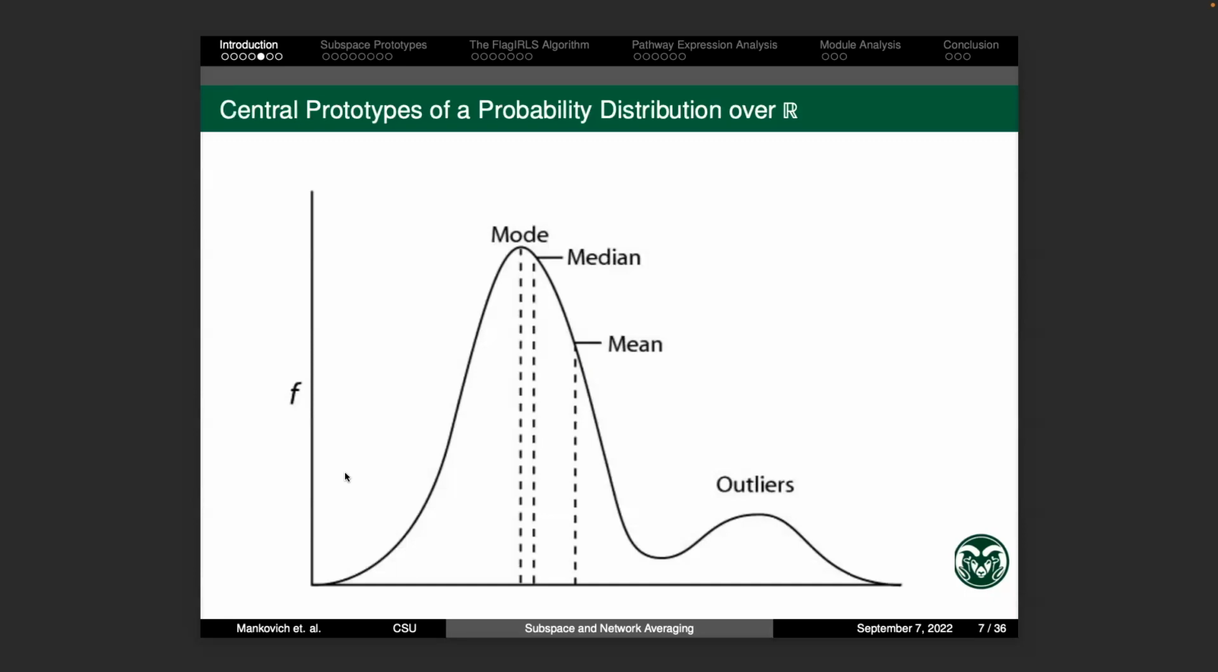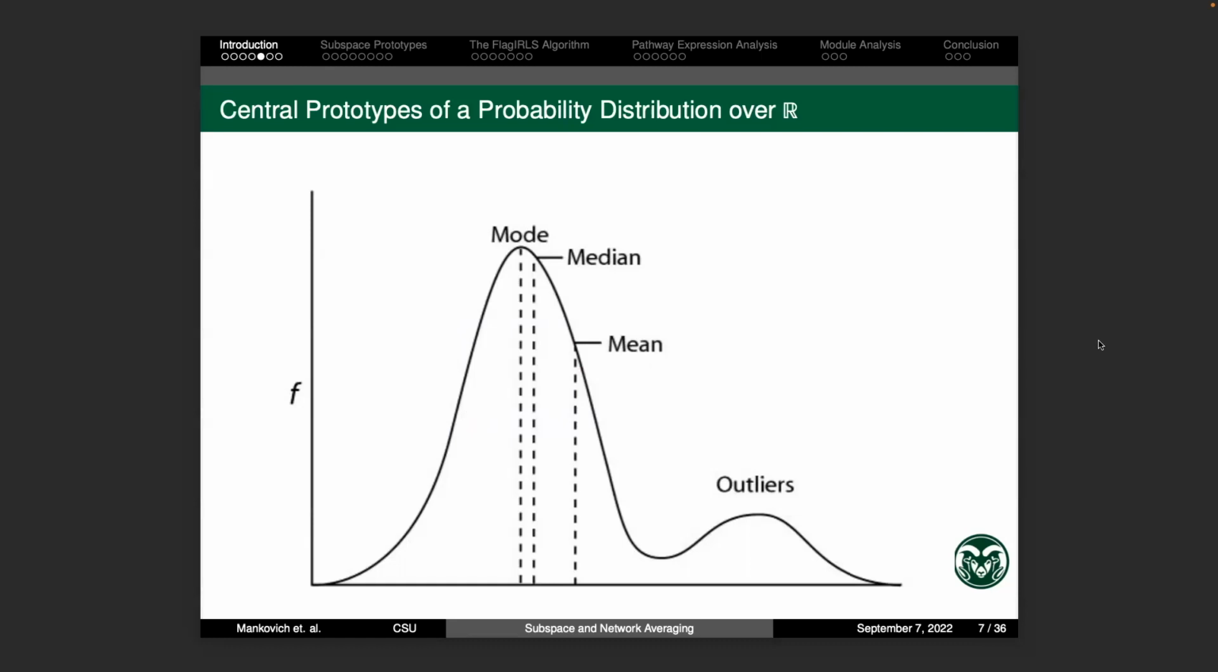So in general, if you have a probability distribution over the real numbers, you can calculate different types of central prototypes or prototypes. You can calculate the mode, the median, and the mean. And depending upon the shape of the distribution, one of these is a better representative of the center of the distribution. So in this case, we have a bunch of outliers. So the mode really sits at the peak here of the distribution, whereas the median is slightly pulled toward the outliers and the mean is pulled a long ways to the outliers.